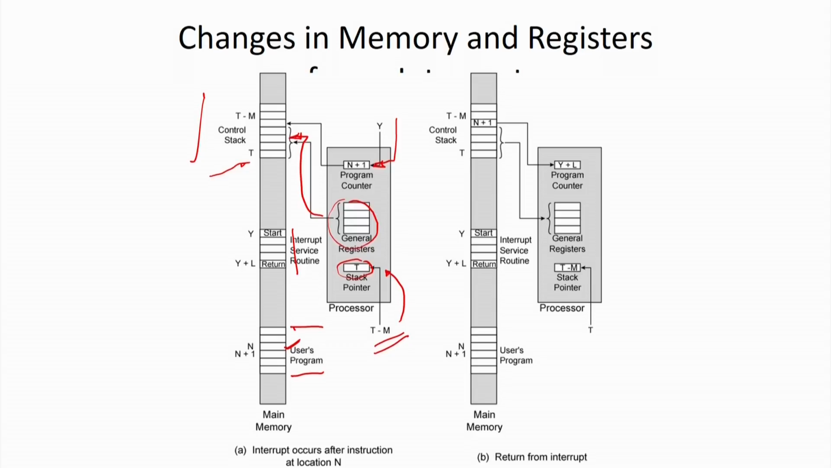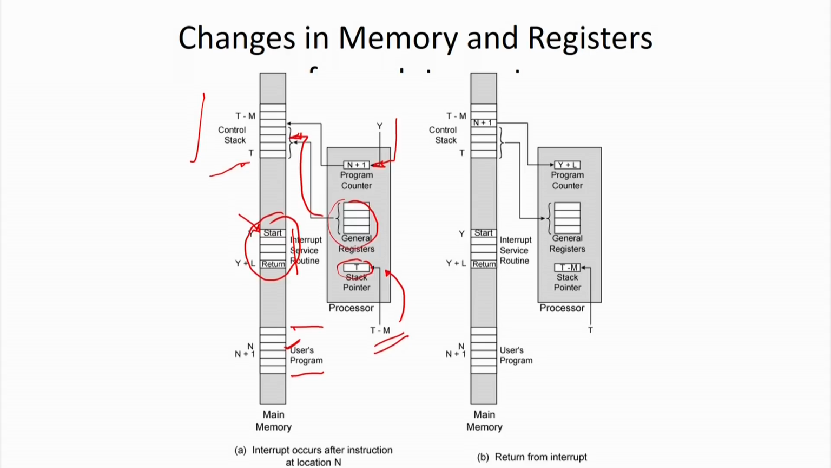Now, what happens when we fetch the next instruction? We are going to fetch the instruction from memory location y. Like that, we execute the program that is available here. Once we complete this interrupt service routine and the return instruction comes, we have to restore the values.